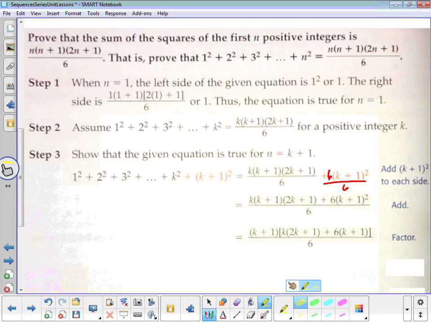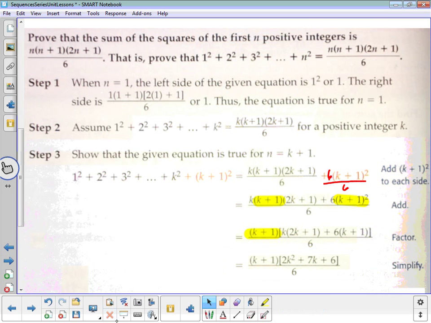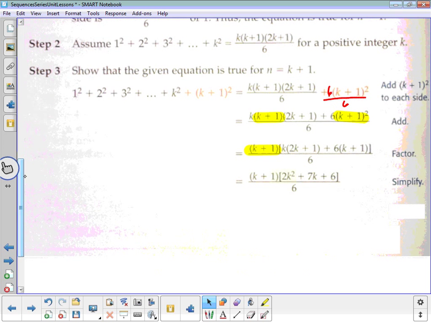Okay, this set of terms had a k plus 1 in it right there, and this set of terms had a k plus 1 quantity squared. So I took the k plus 1 out, and I left all the rest of it inside a set of parentheses. So now that I have that, what I can do is some simplifying. I can clean up what's inside the bracket. And if I clean up what's inside the bracket, I end up with k plus 1 times 2k squared plus 7k plus 6. I've got to simplify.